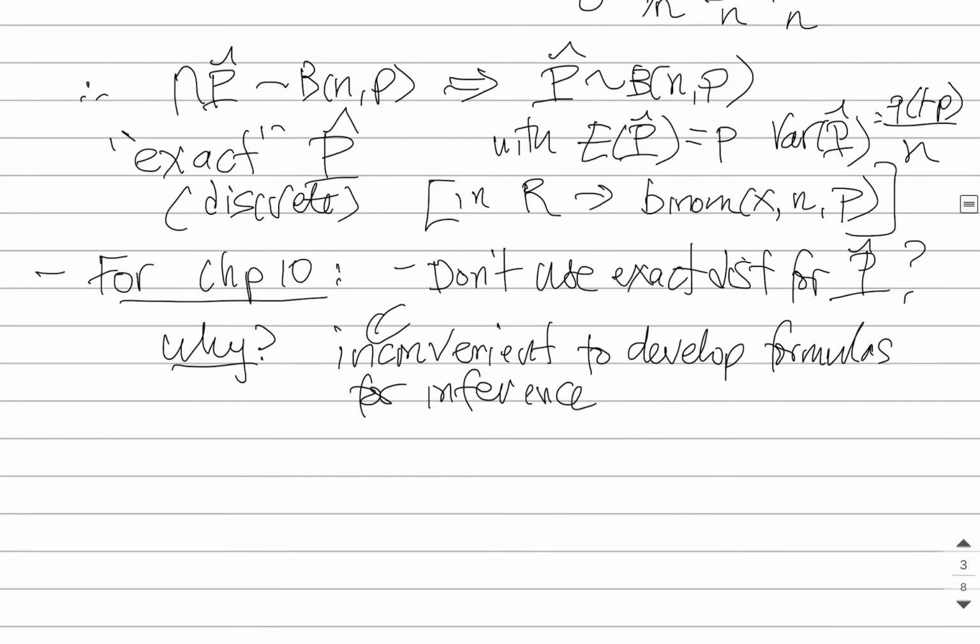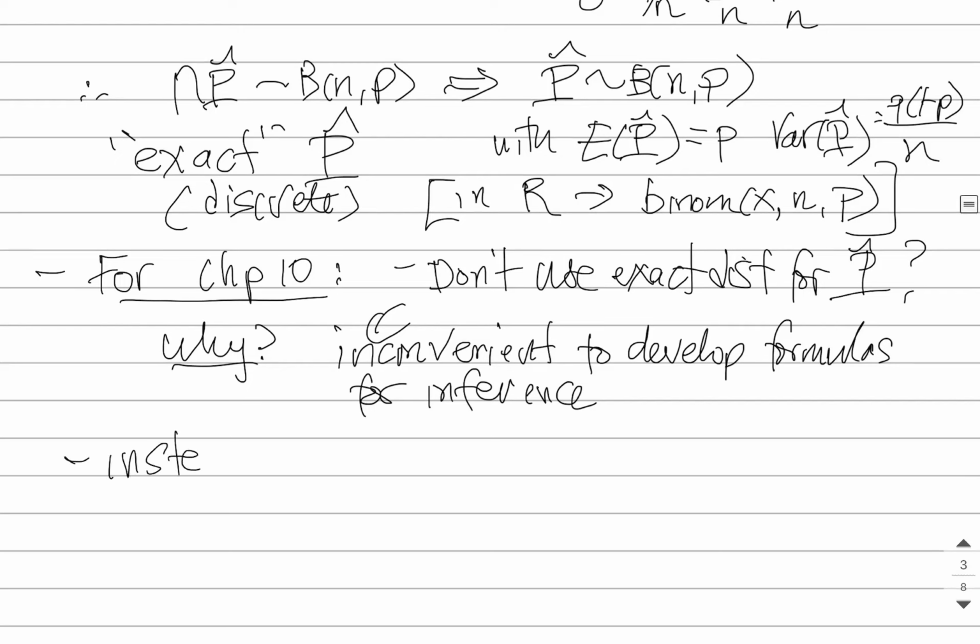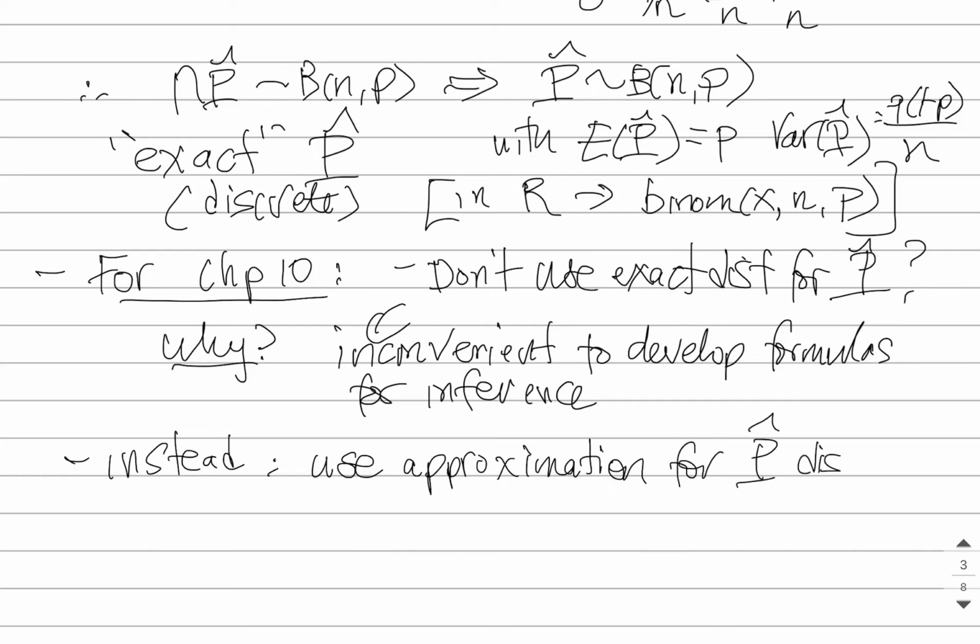This was a lot more valid back when it was difficult to get access to computers, calculators, that sort of thing. And there are some theoretical ideas that were used to help stats people make progress. So instead, what we are going to do is, for the purposes of illustration and developing some theory, we are going to use an approximation for this p hat distribution.